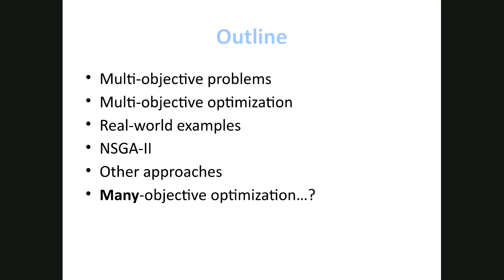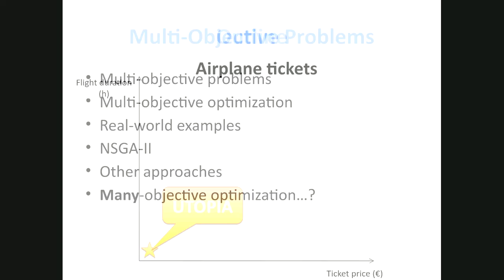Then we're going to spend a few moments talking about a multi-objective evolutionary algorithm that you're going to use also in the exercises. It's called NSGA-II, the non-dominated sorting genetic algorithm 2. And then we're briefly going to discuss other approaches and a relatively recent subject called many-objective optimization. But let's start from this.